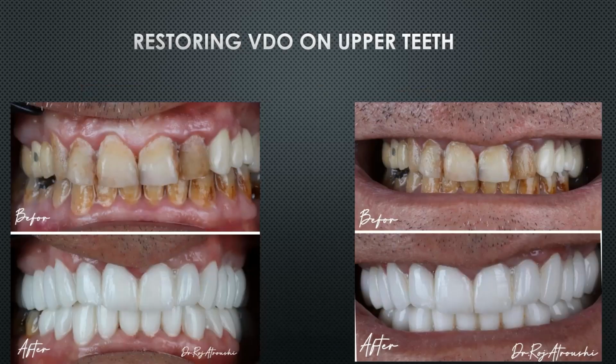Okay. Another case, restoring vertical dimension on upper teeth only. Here we increase vertical dimension, but not half by half. We increased it 2 mm only on the upper teeth, because we have some teeth on the lower side we didn't prepare, so we couldn't increase vertical dimension on both sides, because those teeth would be out of occlusion.